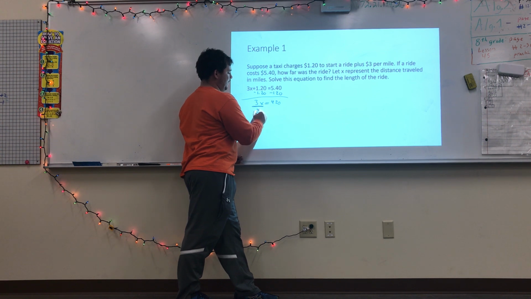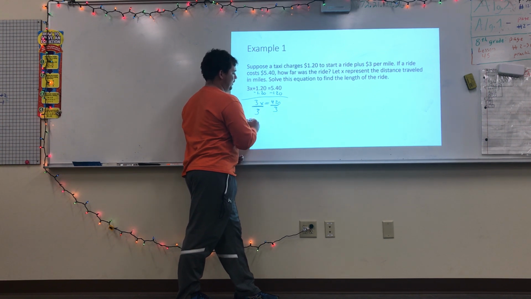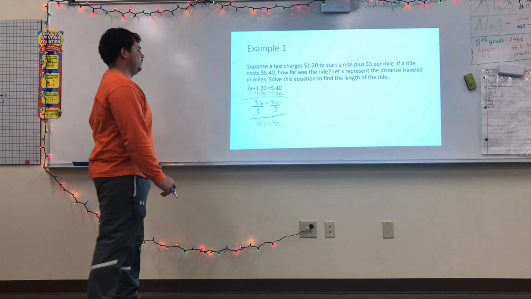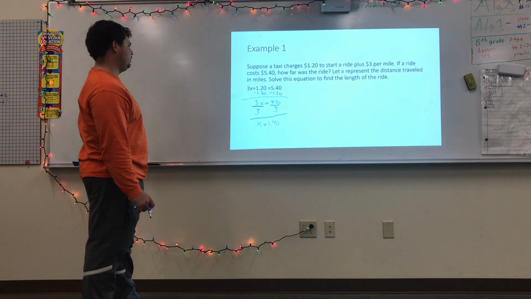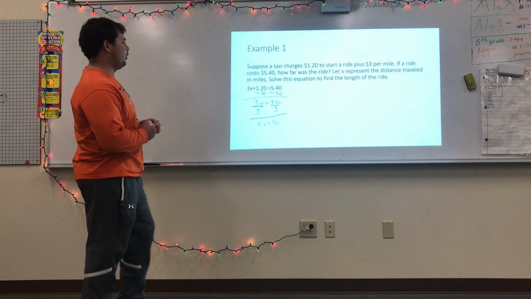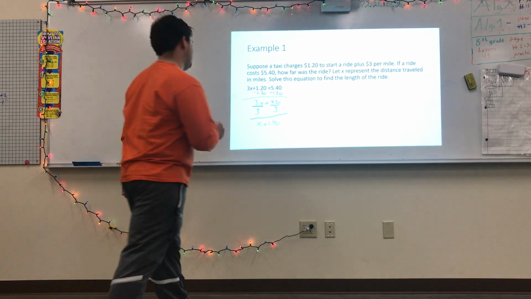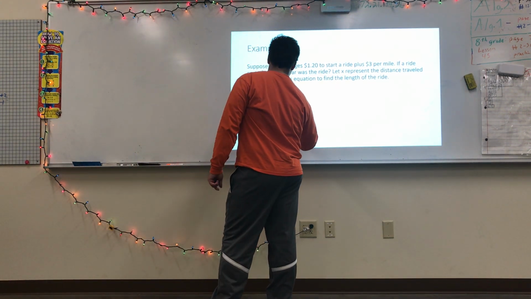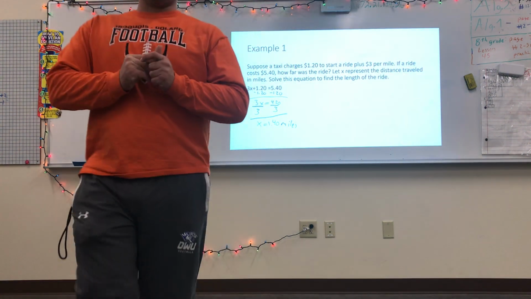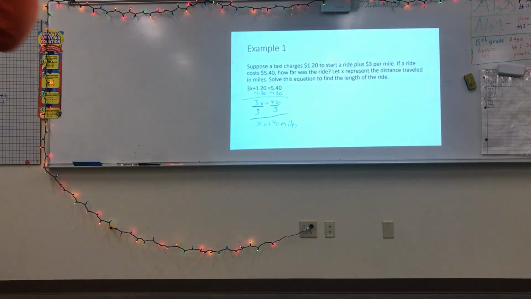Then we're going to divide by 3, divide by 3. What we do to one side, we must do to the other. x equals, goes in there once. So you must have gone about 1.4 miles. That would be your answer on that one.